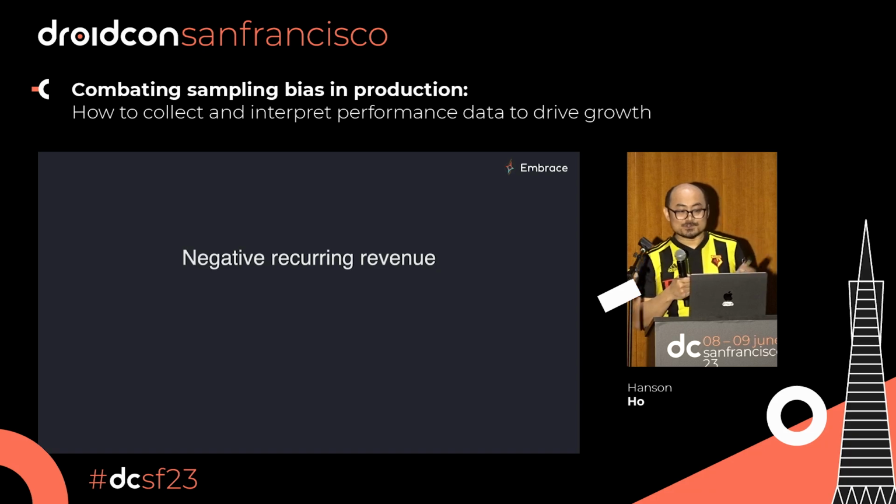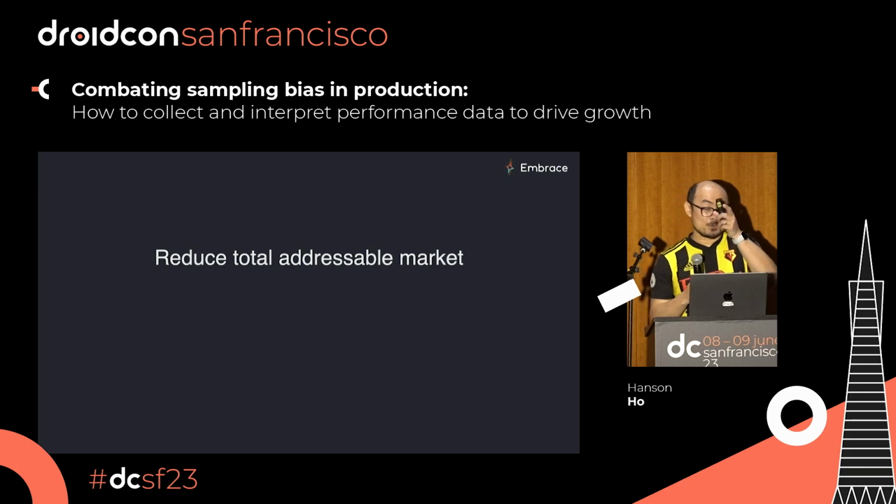This group of users represent negative recurring revenue. A user you lost yesterday is going to cost you today, tomorrow, and in the future. This is like annual recurring revenue, except negative. It also reduces your total addressable market. There are people out there who haven't tried your app yet, who would love to use your app, but they can't because their phone is just not going to work.